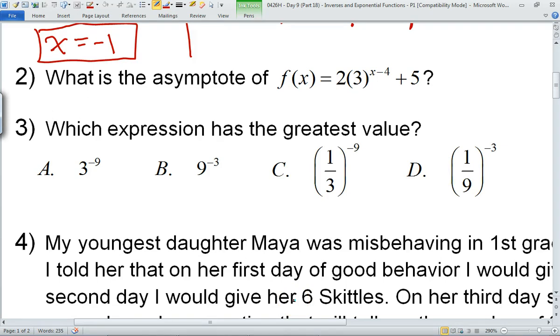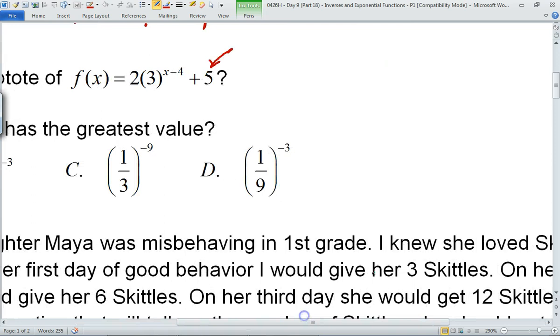Okay, on the count of 3, blurt out the asymptote of problem number 2. 1, 2, 3, go. 5. I heard about 7 or 8 people say 5. So my people that were silent, do you understand that the asymptote is always going to come from that number on the end? I mean, I'm talking about asymptote and stuff, but it's been a while.